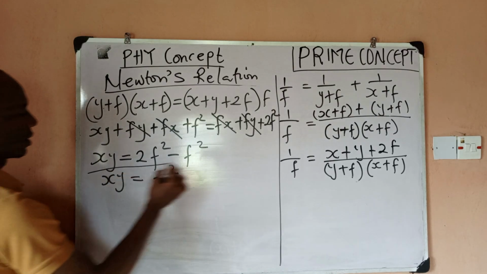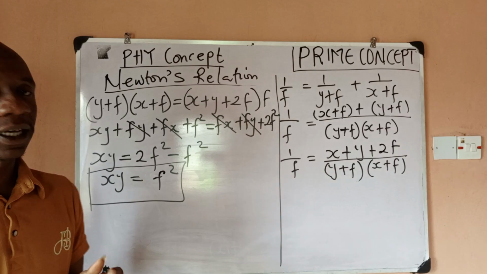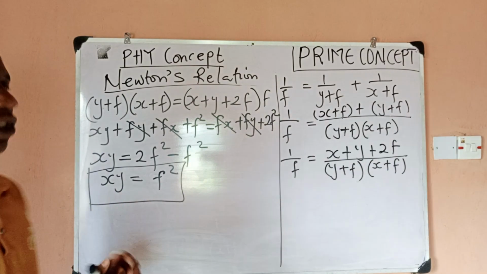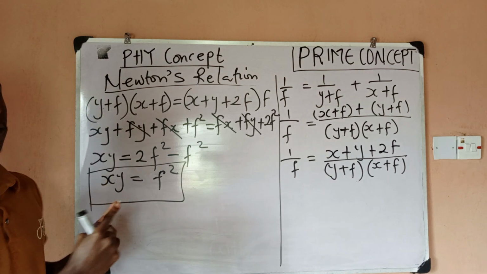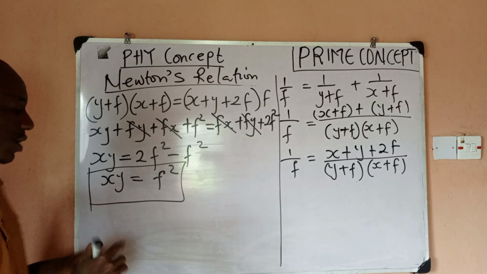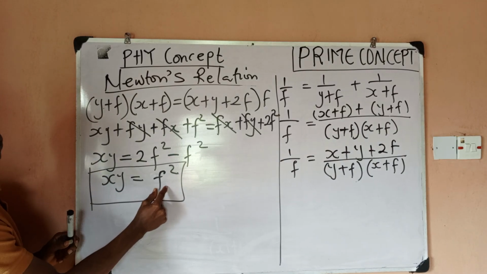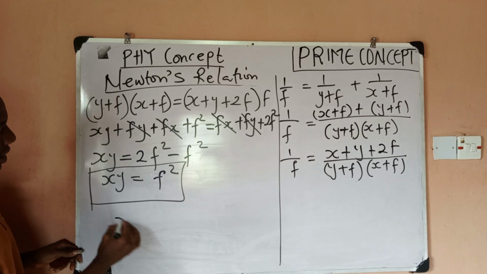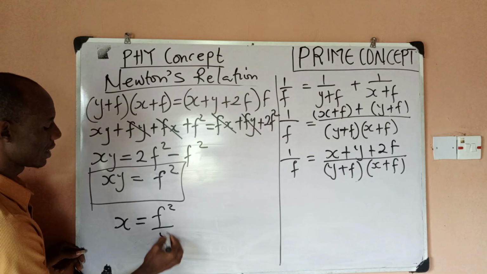So this is our final relationship. This relationship we have here is what we refer to as Newton's relation. Remember, x is the distance of the object from the focal point. Y is the distance of the image from the focal point. So you can clearly see that the product of these distances is a constant, which is the focal length squared, right? I can still say that x is equal to f squared divided by y.